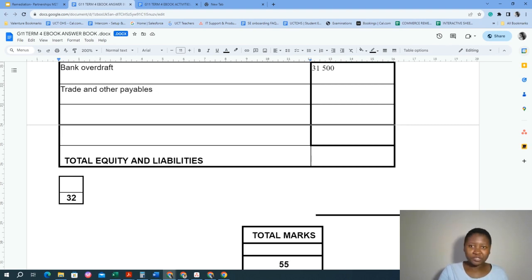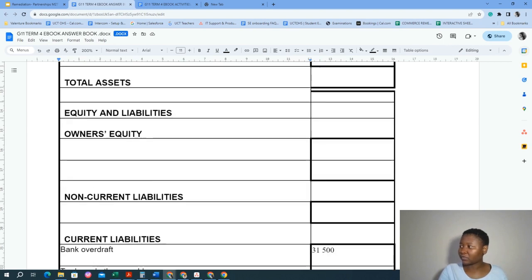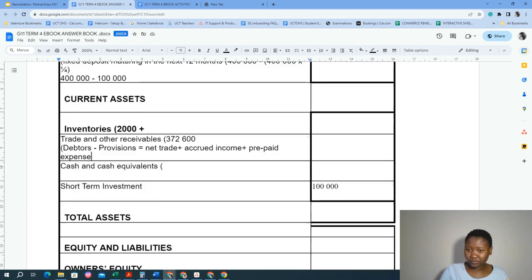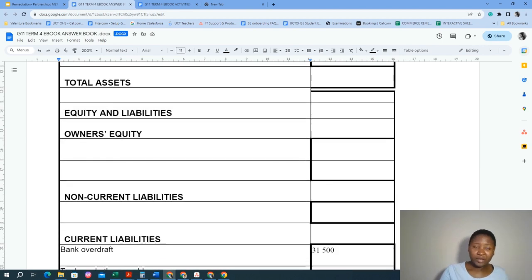Once you're done with getting your total assets, we can move on to the second side of things, your equity and liabilities. You have owner's equity here, and owner's equity is divided into two. You have to look at your capital, and then you also have to look at your current account.